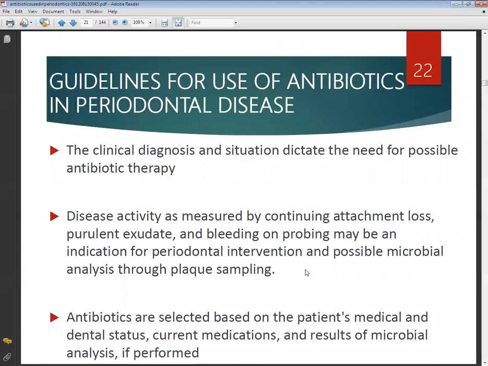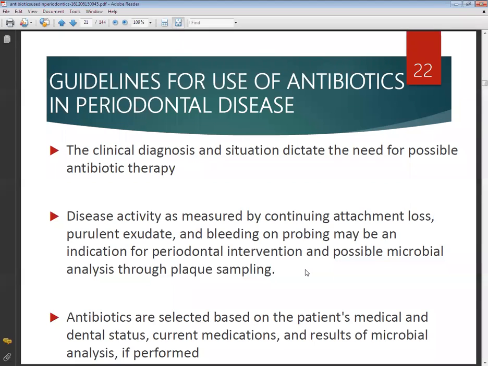There are some guidelines for use of antibiotic therapy. First, the clinical diagnosis and situation dictate the need for possible antibiotic therapy. We have to take a detailed case history and come to a diagnosis, whether the case is chronic periodontitis, aggressive periodontitis, or refractory periodontitis. Based on this, we decide on using antibiotics.